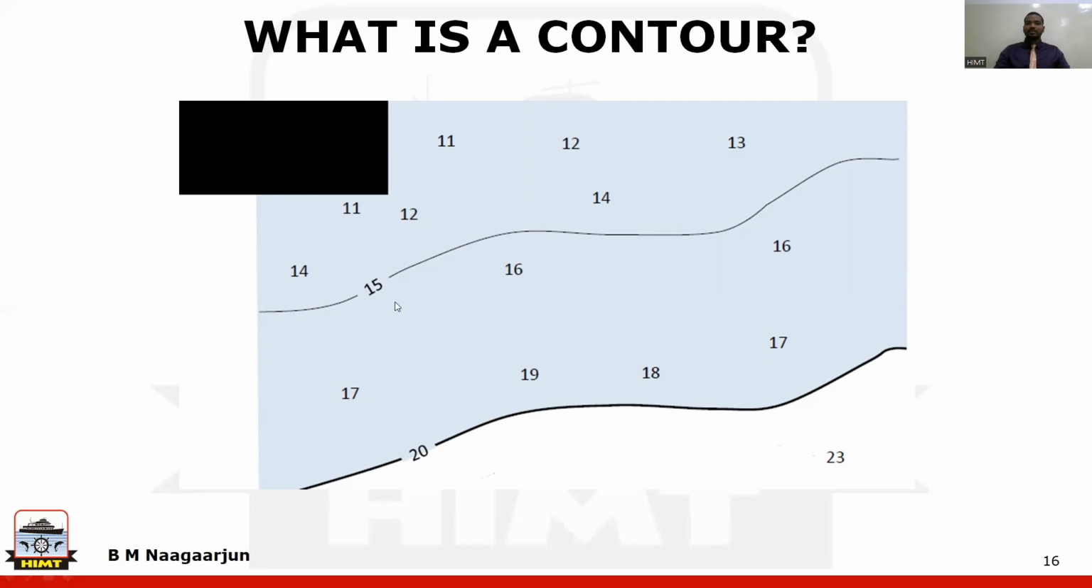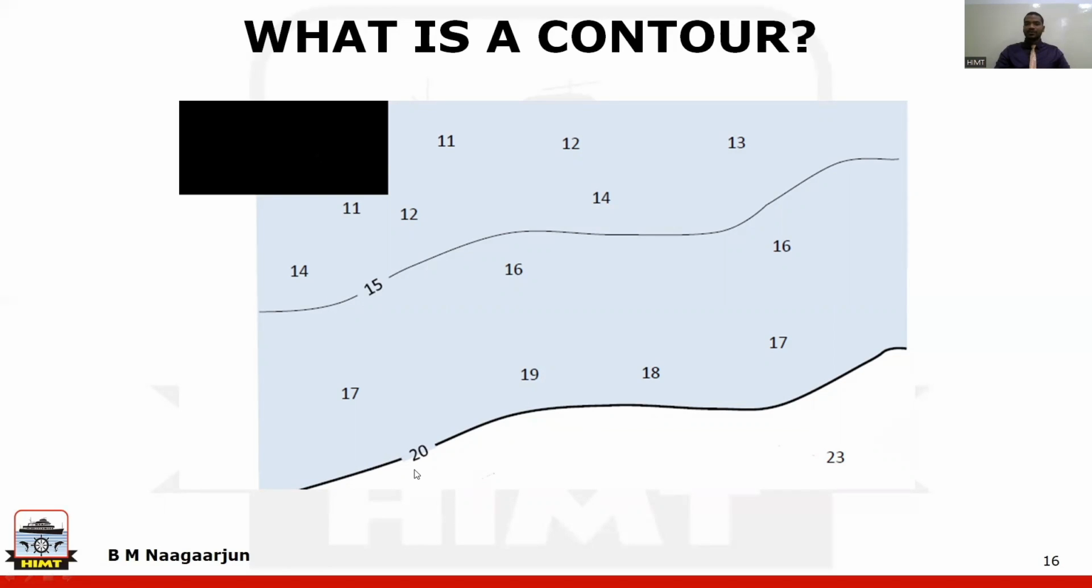In this particular diagram, we have 2 depth contour lines. One is a 15-meter contour and the other one is a 20-meter depth contour line. On one side of the 15-meter depth contour line, the depths are shallower or less than 15 meters, whereas on the other side, they are all greater than 15 meters.